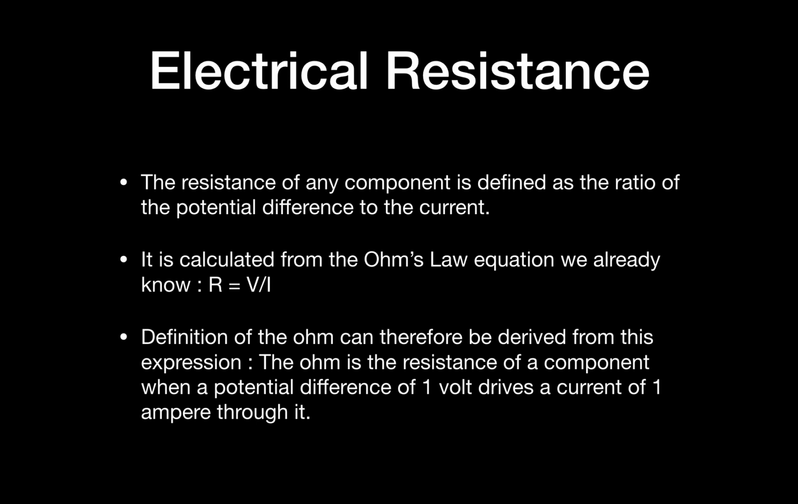Then we come to electrical resistance. Resistance for any component is defined as the ratio of potential difference to the current. This is derived from the equation for Ohm's law, which I'm pretty sure you already know: V is equal to IR, so R is equal to V divided by I. So we can define the ohm, the unit of resistance, from this expression. An ohm is the resistance of a component when a potential difference of 1 volt drives a current of 1 ampere through it. That is, the object has a resistance of 1 ohm.